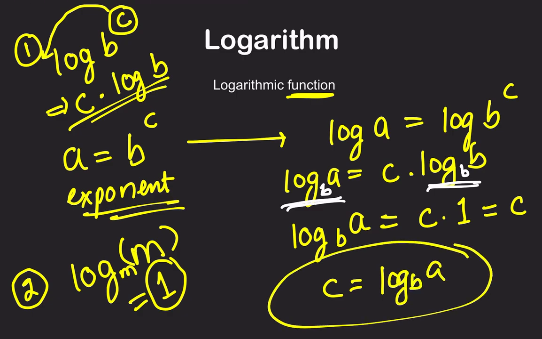Now you understand how we came from exponent to logarithm? Don't worry about the steps, you just need to know how the exponent and logarithm are related to each other. Don't remember this formula, just for your understanding, these are the two things, right? I hope this thing is clear.